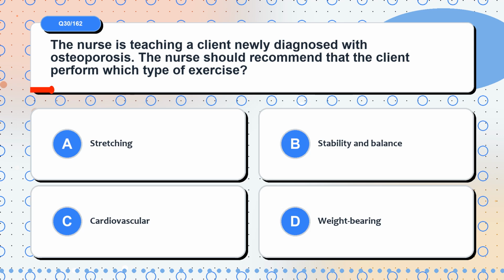Question 30. The nurse is teaching a client newly diagnosed with osteoporosis. The nurse should recommend that the client perform which type of exercise? Here are the options. Option A. Stretching. Option B. Stability and balance. Option C. Cardiovascular. Option D. Weight bearing.